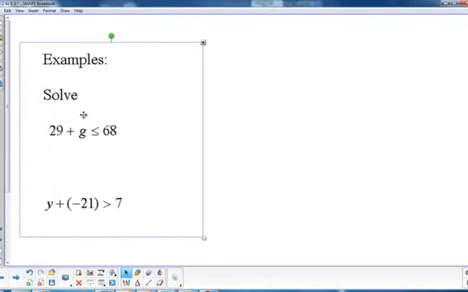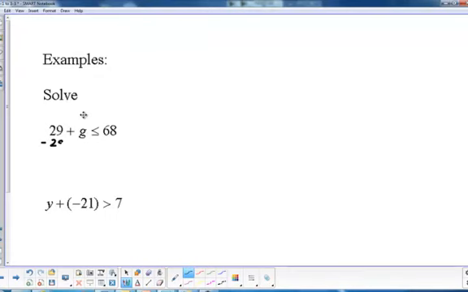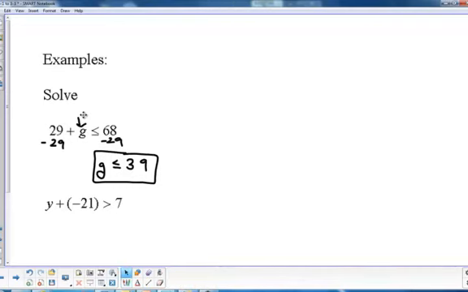If you need to solve, you would just subtract the 29. We need to isolate this g. It remains the same because adding and subtracting keeps the inequality true no matter what. So 68 minus 29 is 39. g is less than or equal to 39. And then you're going to be graphing.